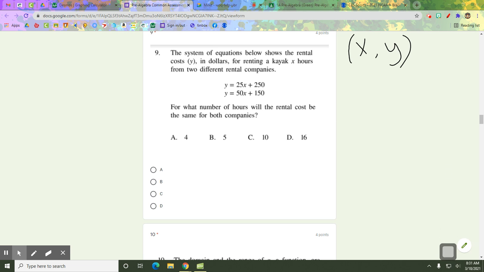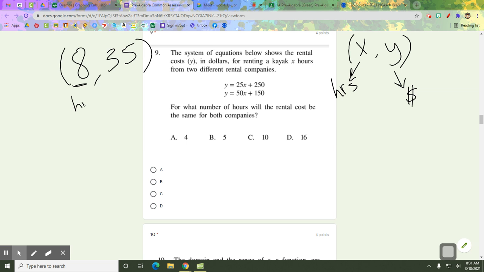It's XY. What does X represent in this system? Hours. So my X is hours. My Y represents my cost, my dollars. So when you get a coordinate point, I'm just making this up, say 8, 35. What's that 8 represent? This would mean 8 hours for $35. So yes, that solution is a coordinate point, but it also represents something.